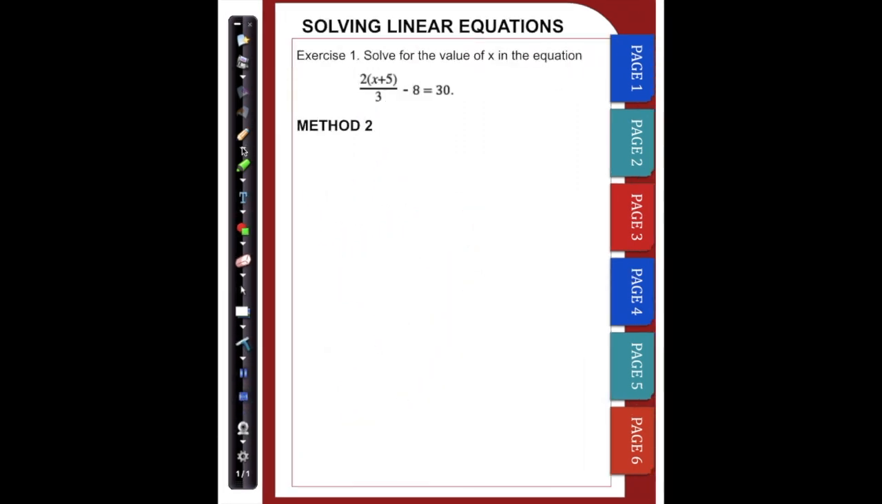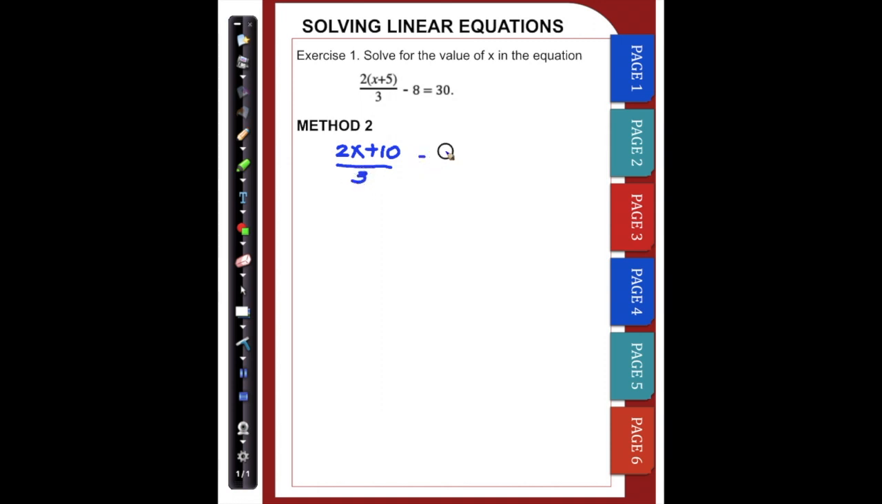Okay, let's continue using method 2. So how do we solve 2 times x plus 5 over 3 minus 8 is equal to 30 using another method? You see the minus 8 there? So we are going to use the inverse of minus 8 to eliminate that from the left side of the equation and then simplify, like in method 1. Let's see which of the two methods is more efficient, or which one you prefer.